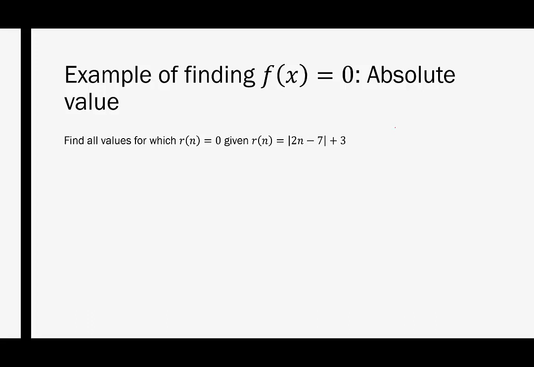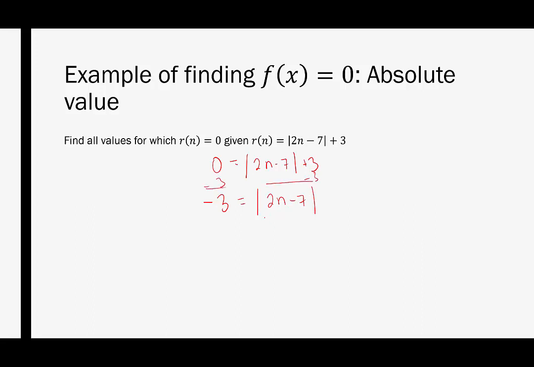Let's look at an absolute value function. So this time we're given r of n equals 0, and the function is r of n is equal to the absolute value of 2n minus 7 plus 3. So first we're going to substitute 0 for r of n, then we get 0 equals the absolute value of 2n minus 7 plus 3. We want to consider the cases, but in order to do that we need to isolate the absolute value, so we're going to subtract 3 from both sides, giving me -3 is equal to the absolute value of 2n minus 7. When I subtract 3 over here, it's going to cancel.